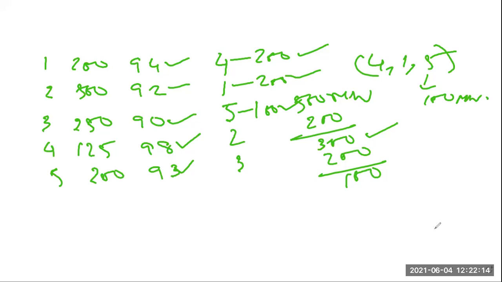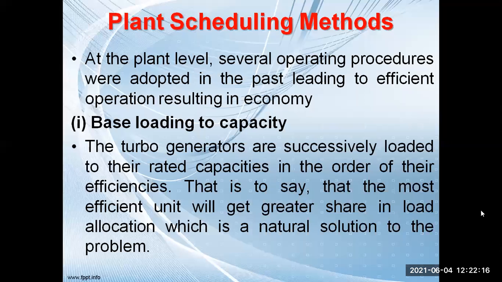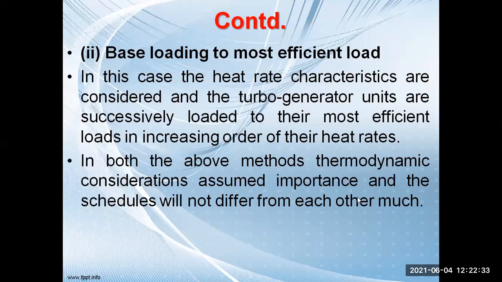So the turbo generators are successively loaded to their rated capacities in the order of their efficiencies. That is to say that the most efficient unit will get a greater share in the load allocation, which is a natural solution to the problem. So that is the natural way to allocate the load among the various generators.